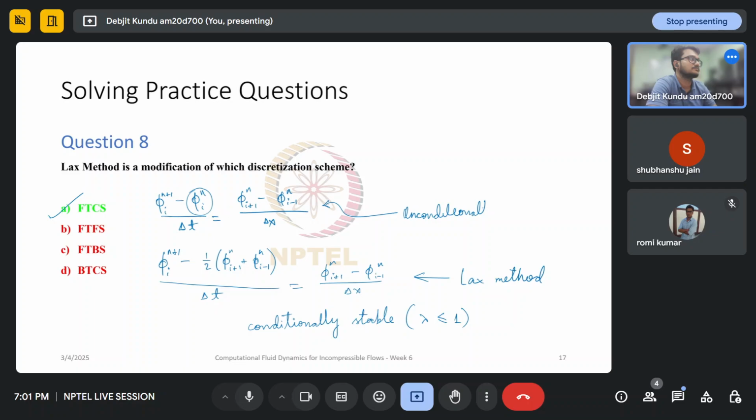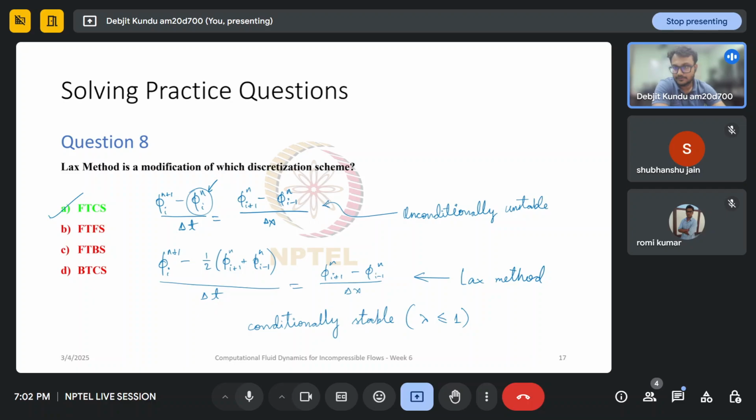Why have we taken the average? So it turns out that this particular modification changes the stability of the scheme from unconditionally unstable to conditionally unstable. So if your scheme is unconditionally unstable, then you cannot use it. It's not useful at all. But replacing that phi i n with its average makes it conditionally stable. The average of the RHS, the average of this particular term, the phi i n. Okay, okay.